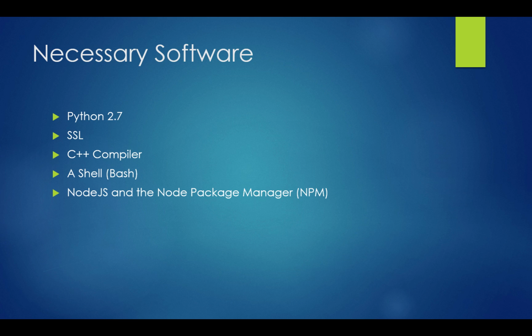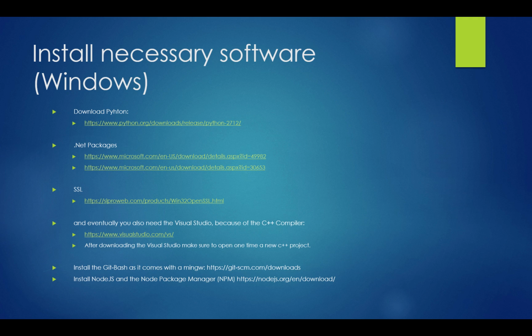Then what you also need is Node.js and the Node Package Manager later for Truffle and the TestRPC network. On Windows, you find the software behind these links. You can download Python there. You can download the .NET packages there, which you will need. OpenSSL, either the Windows 32 bits version or the 64 bits version, are both there behind this link at the time of writing.